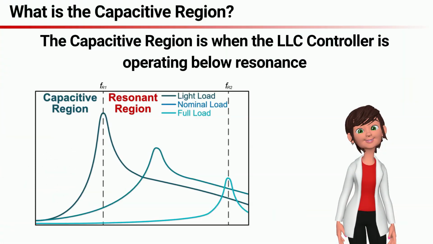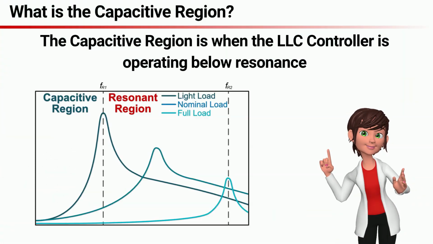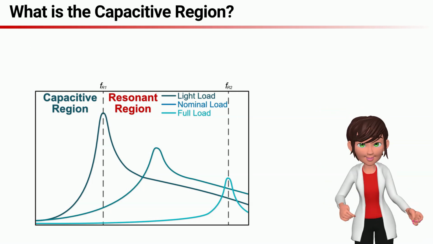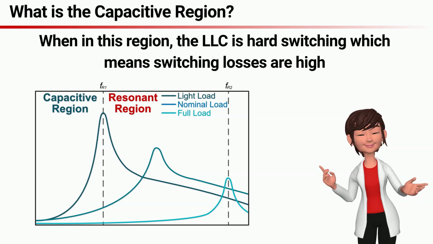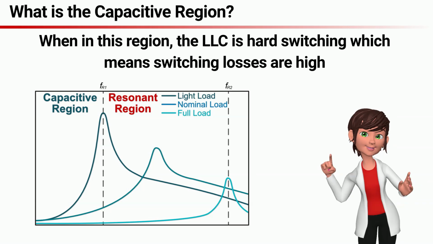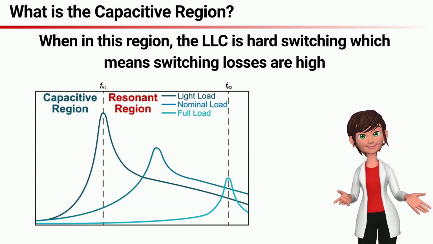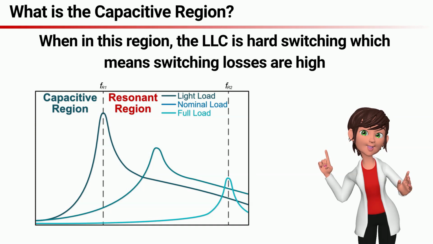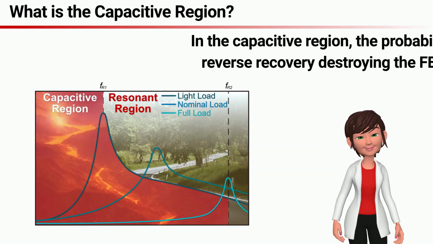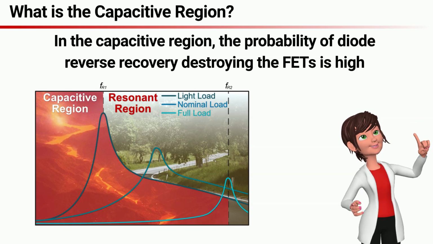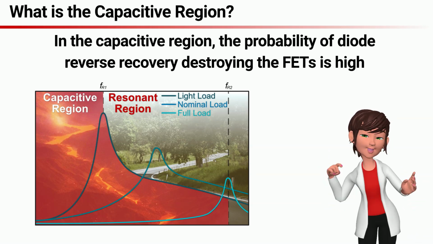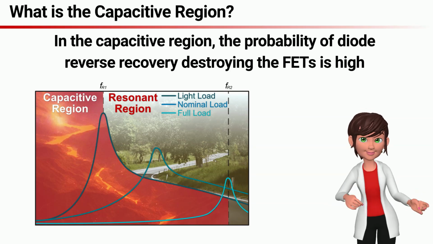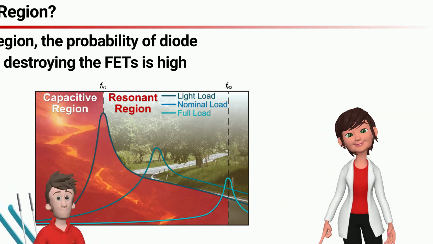The capacitive region is when the LLC is operating below resonance. In this mode of operation, the LLC is no longer zero-voltage switching. Sometimes this mode of operation is also called zero-current switching, or simply hard switching. Regardless of what you call it, switching losses become much worse. The real problem with operating in the capacitive region is that the reverse recovery of the power switch body diode can lead to shoot-through and destroy the power stage. In the words of my friend Thumper, when operating in this mode, "You're gonna have a bad time."